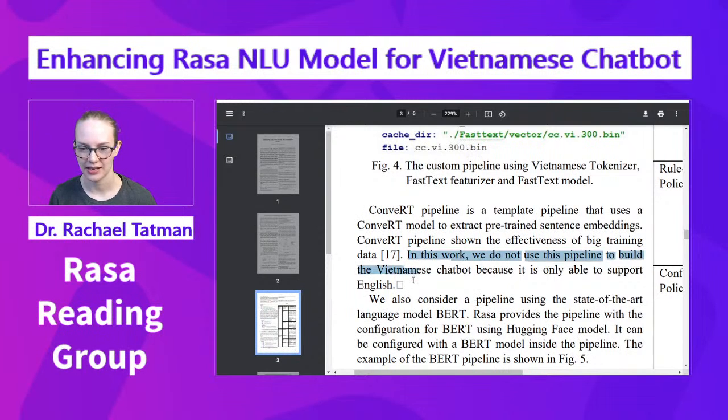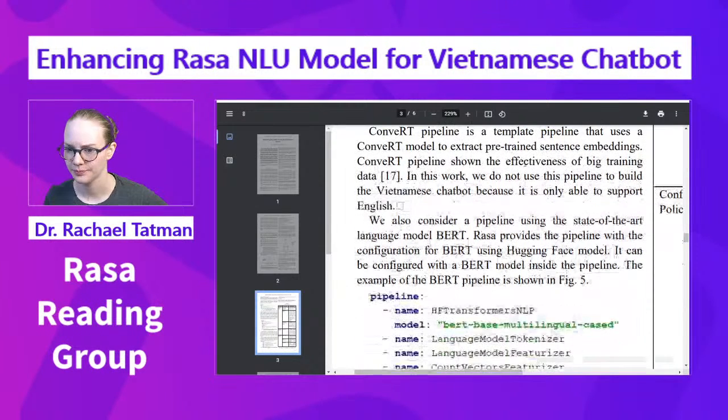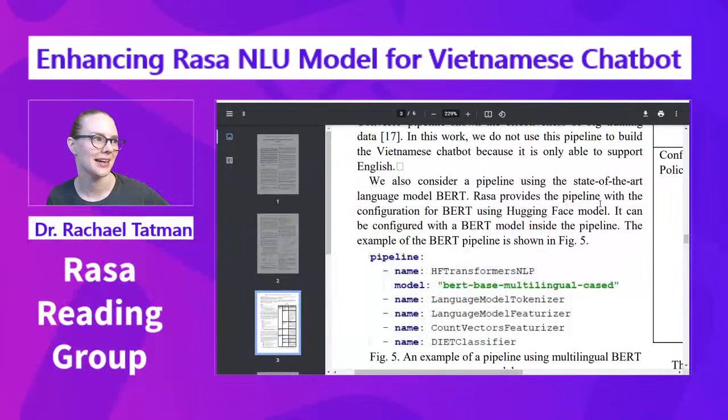Yep, and then they mentioned that they can't use ConveRT because it only supports English. And then it looks like some tofu there, so I think that's supposed to be a different character. Which, yes, also, again, is not super available right now. Also trained on Reddit data, which take from that what you will.